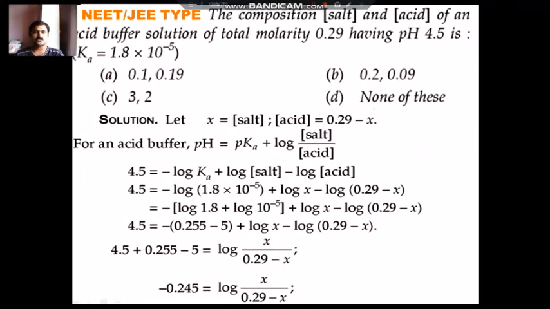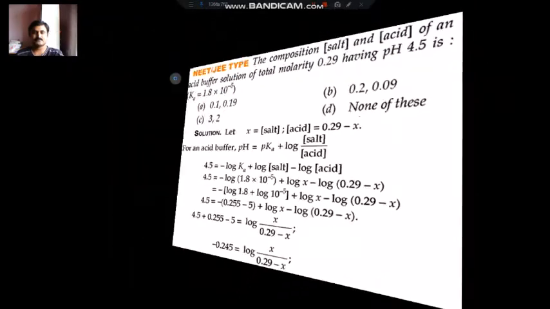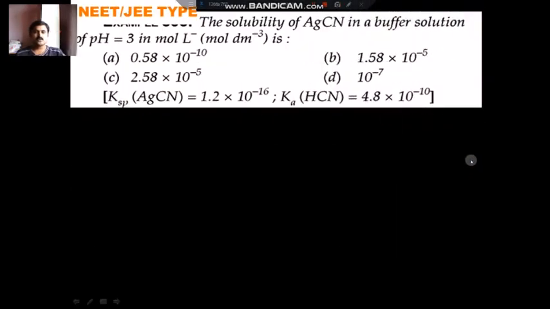So the salt concentration is 0.1 and the acid concentration is 0.19. See the next one. The solubility of AgCN in a buffer solution of pH 3 in moles per liter is.